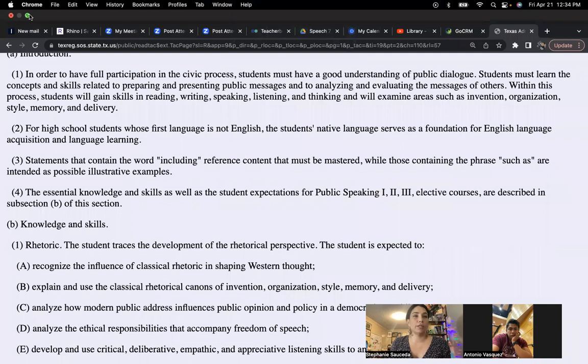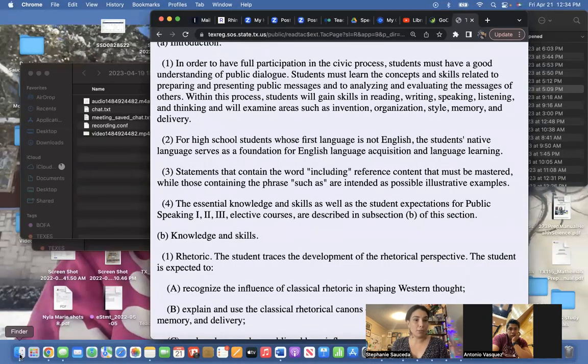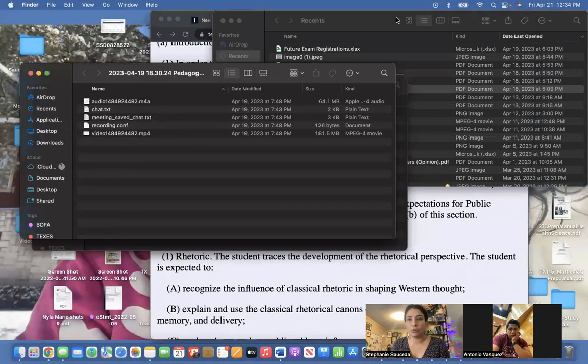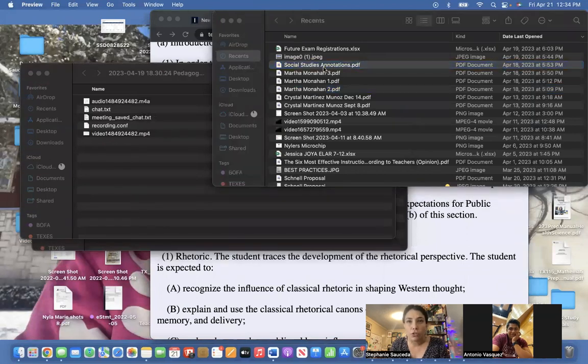So I was going to show you an example. It's not like the absolute best example, but it's pretty good and I like it. I'm going to show it to you.